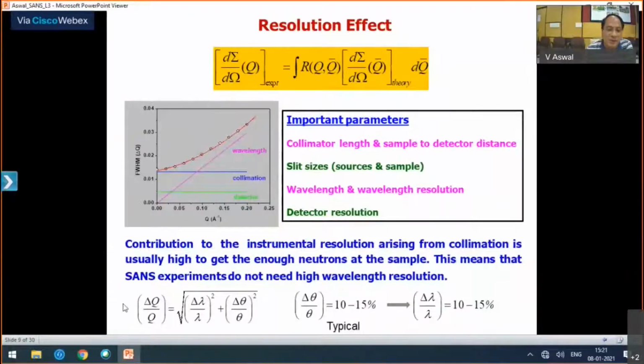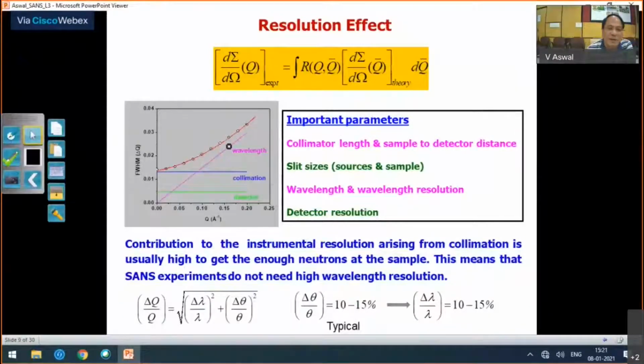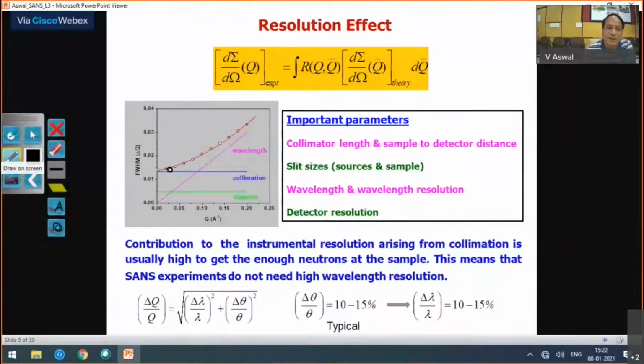And in the case of small angle neutron scattering, you can write your Q resolution by these two terms. One is coming from the wavelength part, and another is coming from the divergence of the beam, so delta theta by theta and delta lambda by lambda. And this delta Q, in the case of the collimation effect, is a constant as a function of Q. But in the case of wavelength, it will increase as the value of Q increases.